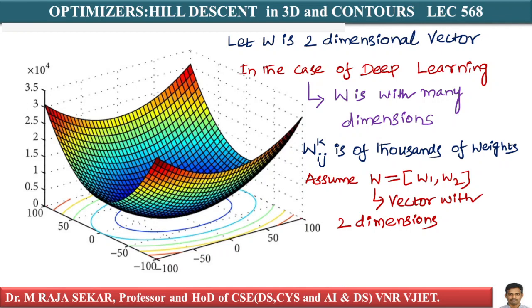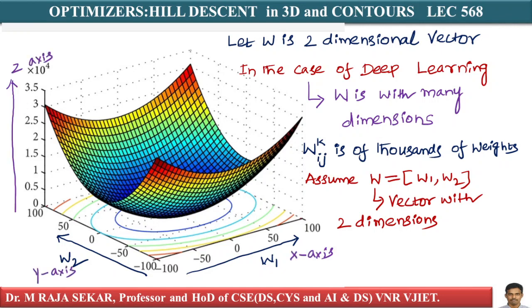This is my W1 axis and this is my W2 axis. I can say this is my x-axis, my y-axis and my z-axis. What is my z-axis here? Z-axis here is loss, because your loss is a function of W. W itself is a vector. Your loss will change if W1 changes or W2 changes. This is basically going from scalar to vector, isn't it?